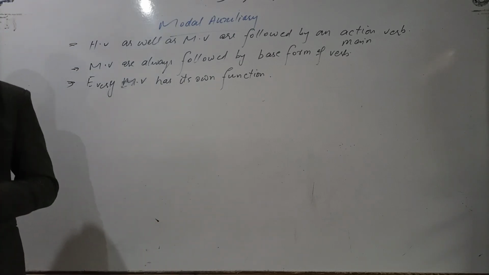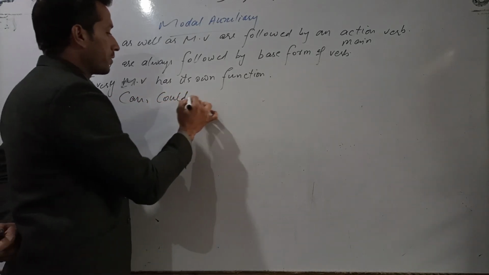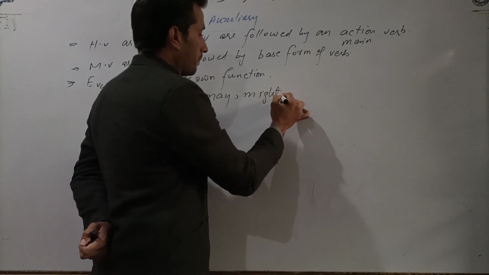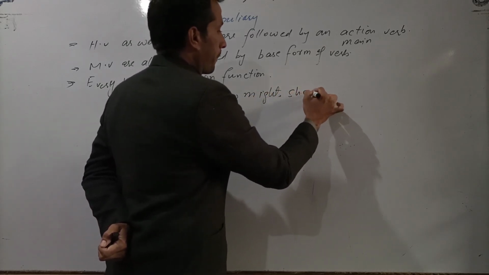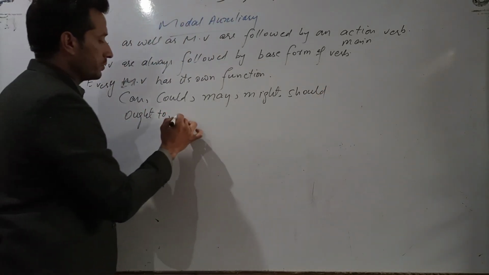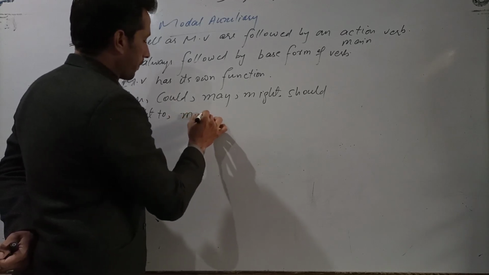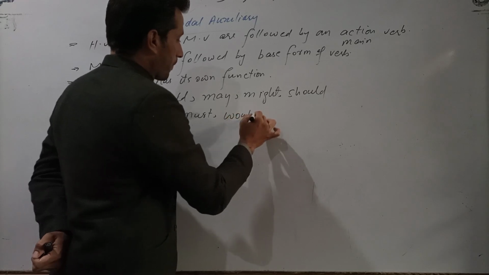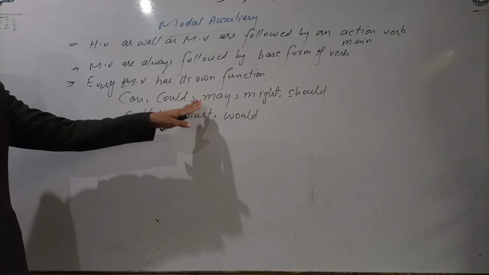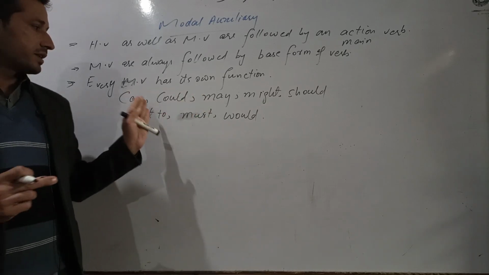Now what are the major modal auxiliaries? The major modal auxiliaries are can, could, may, might, should, ought to, must, would, have to, has to, which are sometimes also called modals. So we'll discuss them one by one.